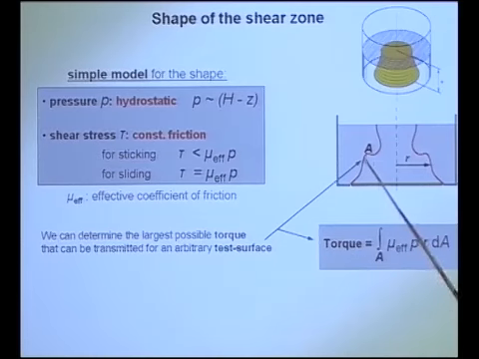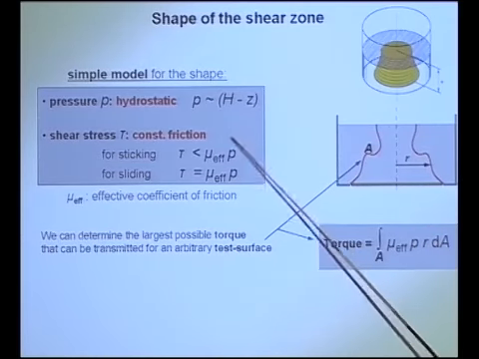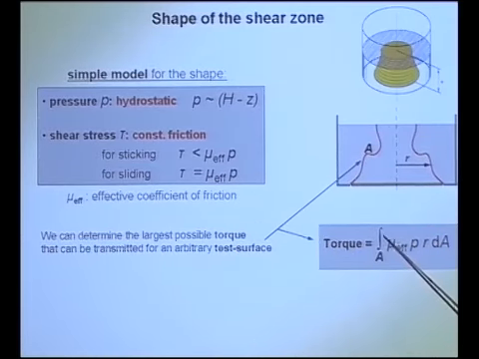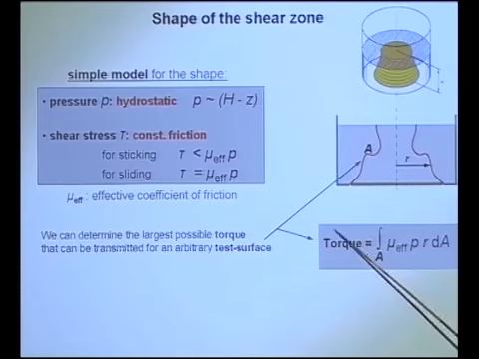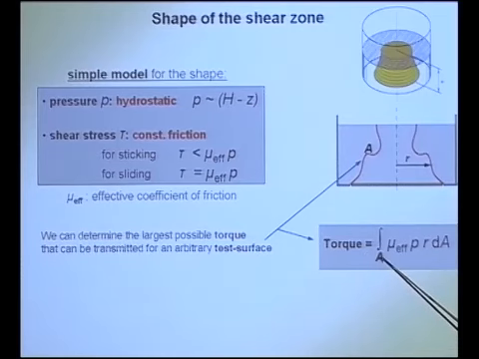If you start with such a model material, you can draw an arbitrary test surface through the material and ask what is the maximum torque that can be transmitted through such a surface. This is defined by these. So I can write up this integral, and I get the resistance of this surface against the driving torque. And this resistance depends on the surface.